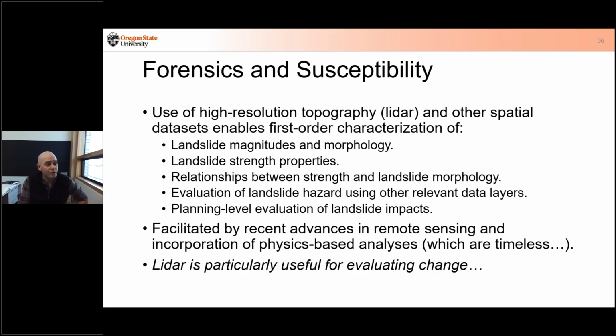They have to do a lot of planning for the case of an earthquake or rainfall in terms of stockpiling or planning for recovery. All of this has been facilitated by recent advances in remote sensing tools from satellites, from airplanes, and of course, injecting the most timeless thing, physics, something that we all work with on a daily basis. One thing I'll end on here, the last chapter of this, is that LiDAR is particularly useful for evaluating change. If you're lucky enough to have 2 digital terrain models for a given site, you can difference them, and you might see some very interesting things that would otherwise be imperceptible.